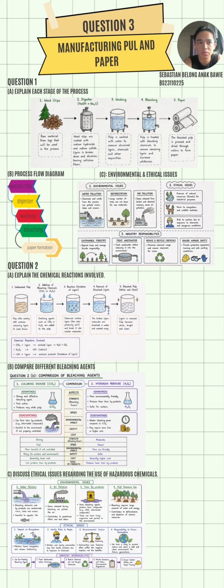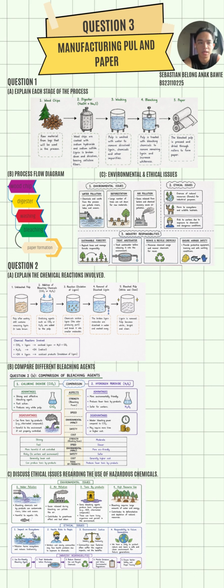Now move on to question 2, which is to explain the chemical reactions involved. In bleaching, chemicals such as chlorine dioxide and hydrogen peroxide are used to remove the remaining lignin. These chemicals break lignin into smaller compounds that can be washed away, producing the white pulp.